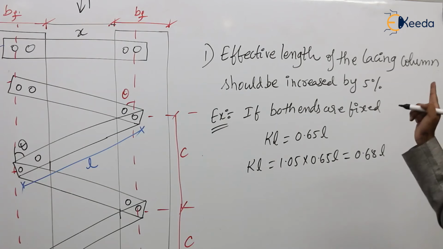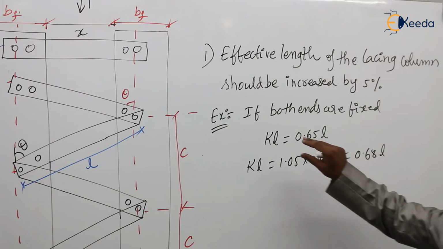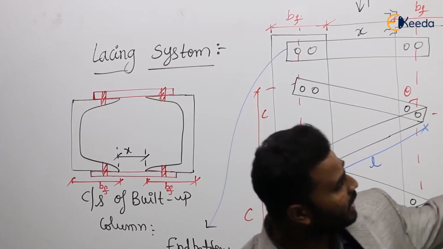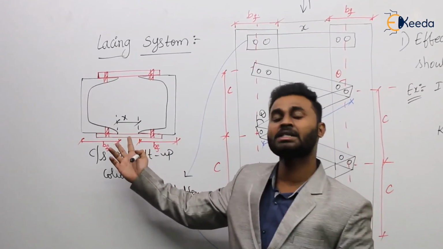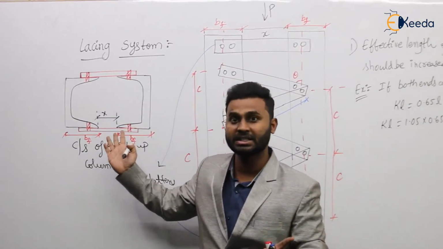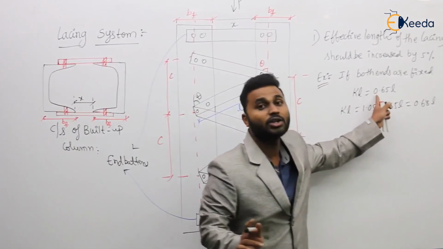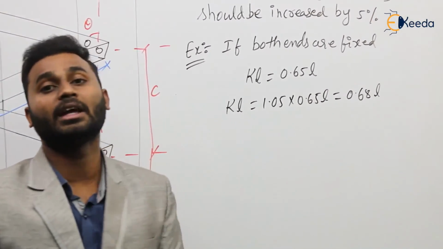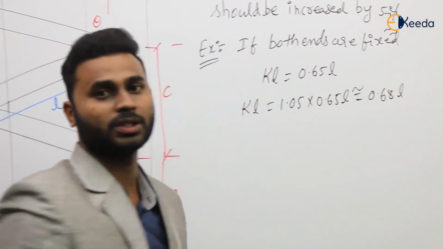So the effective length of the lacing column should be increased by 5%. Take it down. This is a very, very important provision. If you provide only a single channel as a column, then simply the effective length when both ends are fixed is 0.65L. But we have provided two channels and connected them by using a lacing system. Then the effective length when both ends are fixed should not be taken as 0.65L. It should be taken as 1.05 into 0.65L, which comes out to be approximately 0.68L. So that is the provision.